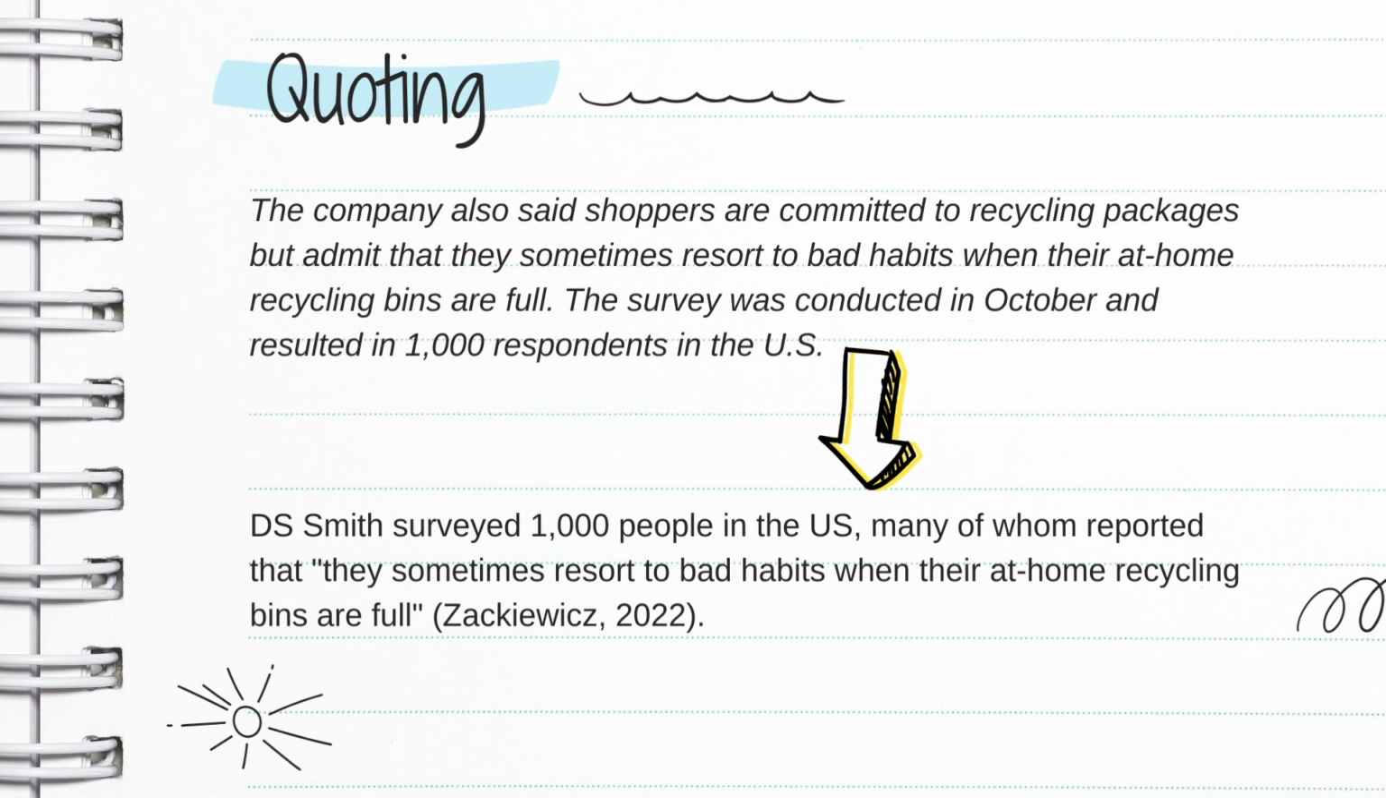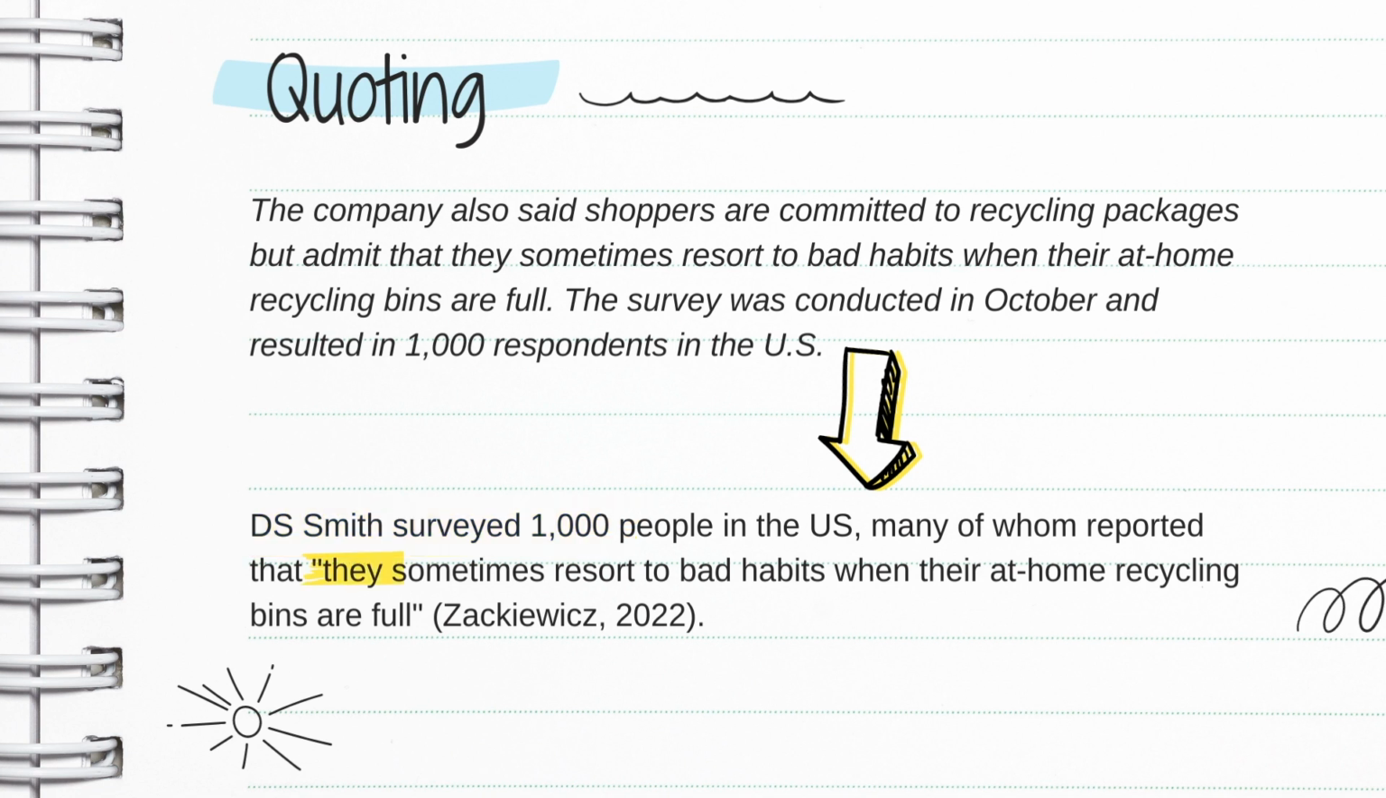Here's how I'll do that. D.S. Smith surveyed 1,000 people in the U.S., many of whom reported that they sometimes resort to "bad habits when their at-home recycling bins are full." Notice how I introduce the part that I'm quoting with a reference to the source of information, D.S. Smith's survey and its participants.